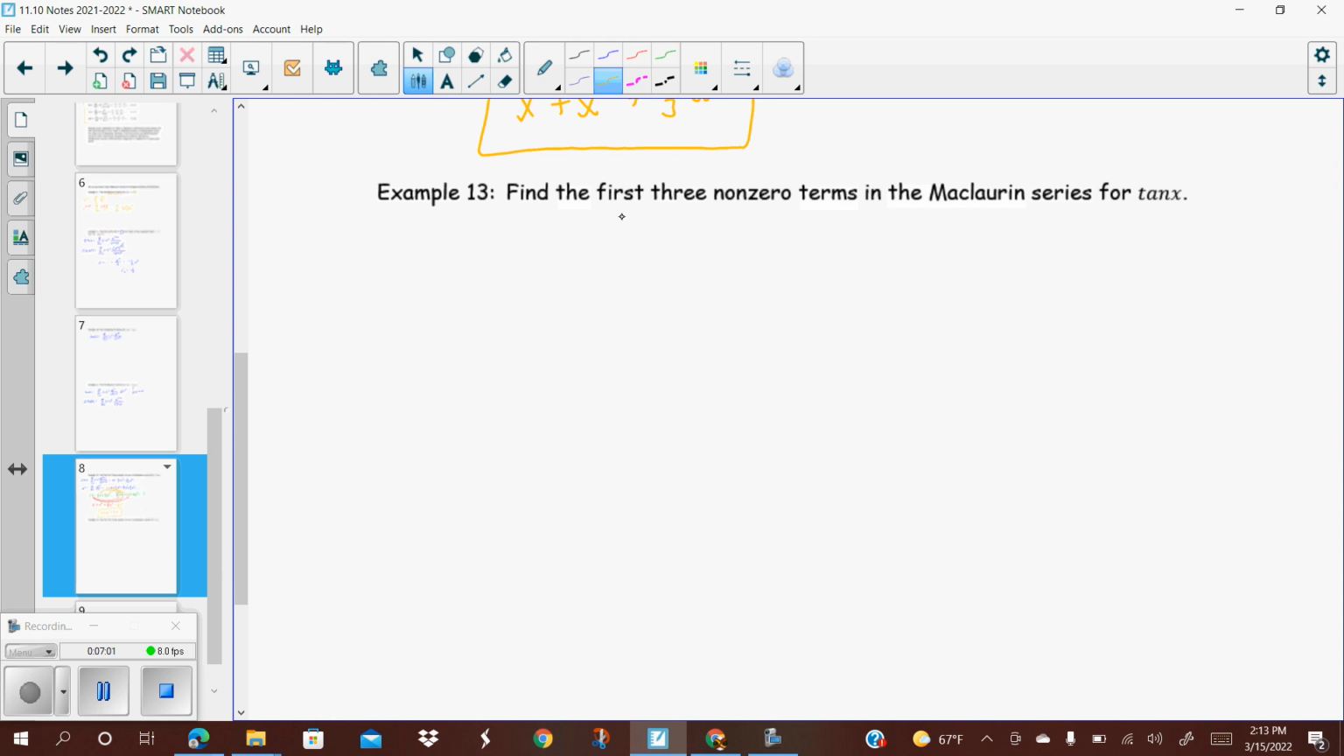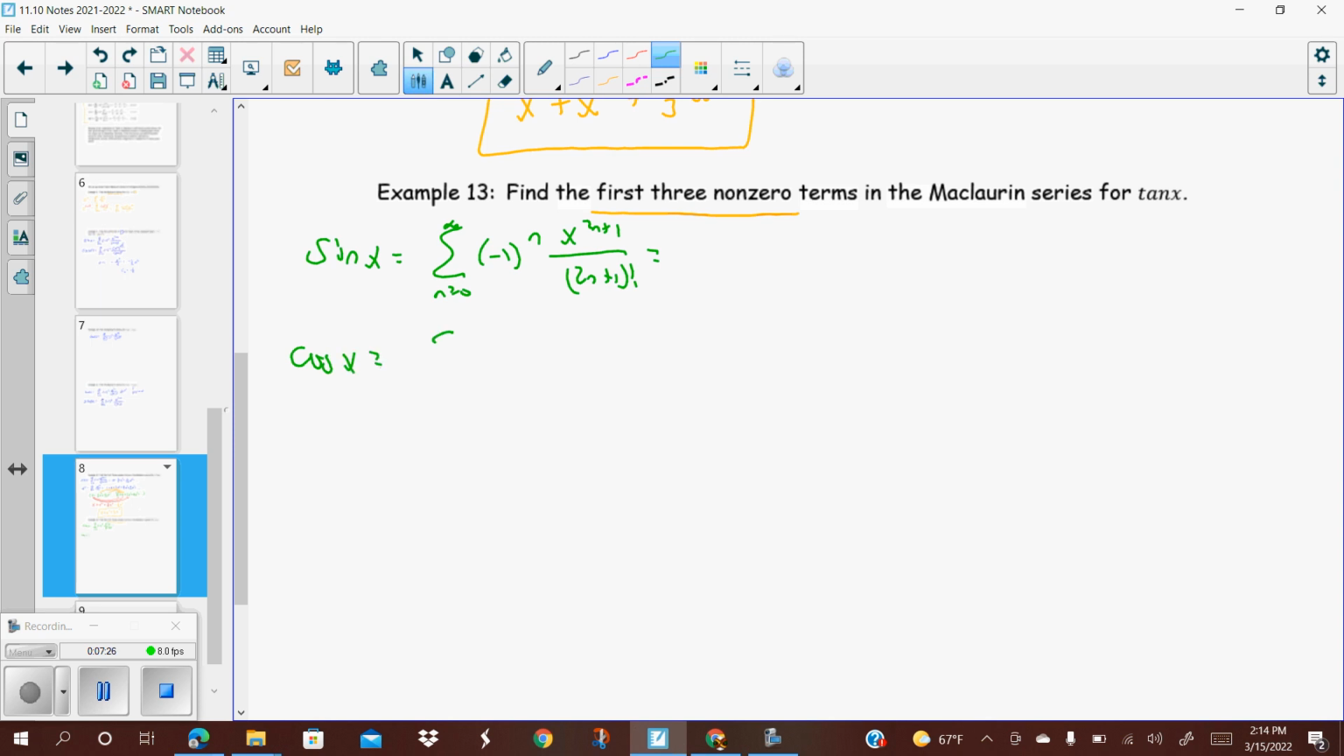Or, because it says find the first three non-zero terms, we could think of tangent of x as sine of x over cosine of x. So let's write out sine of x. Again, we just did this one at the top. That'll be the sum of x to the 2n plus 1 over 2n plus 1 factorial. And we'll write out the first so many terms there.